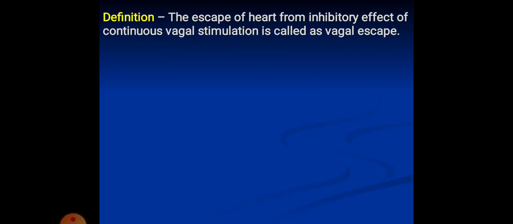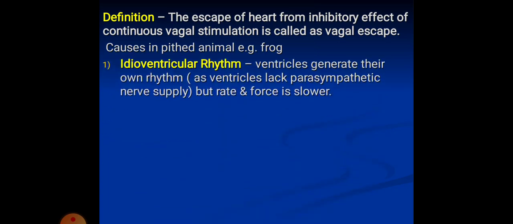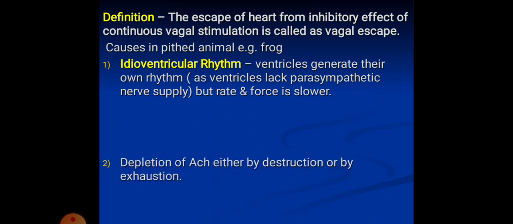Now what is the definition of vagal escape? The escape of heart from inhibitory effect of continuous vagal stimulation is called vagal escape. Causes in pithed animal, for example frog, or in an experimental animal, what are the causes? First is idioventricular rhythm. That means what? Ventricles generate their own rhythm, as ventricles lack parasympathetic nerve supply, but the rate and force of contraction is slower. So you saw already the rate and force of contraction was less.